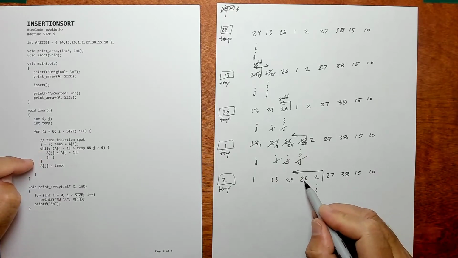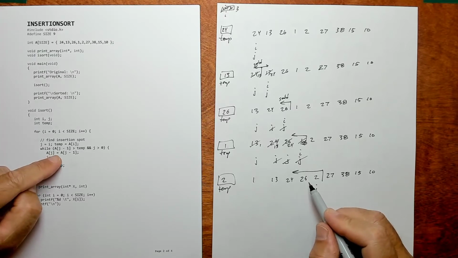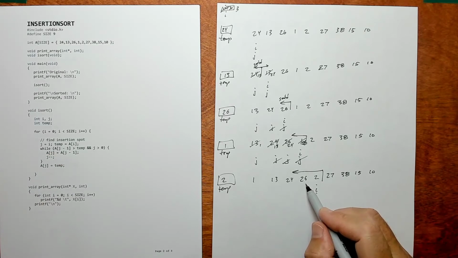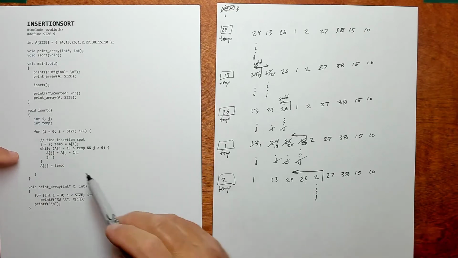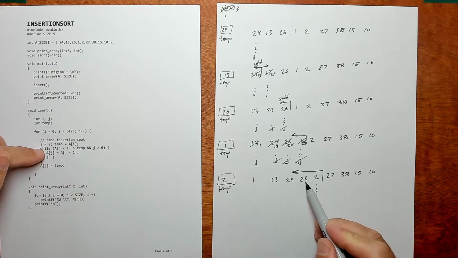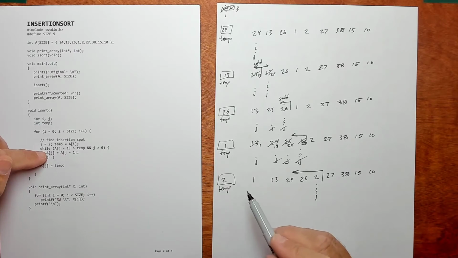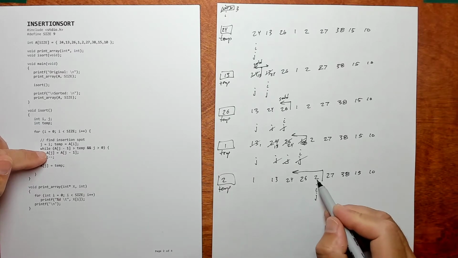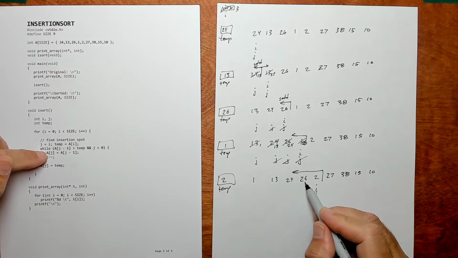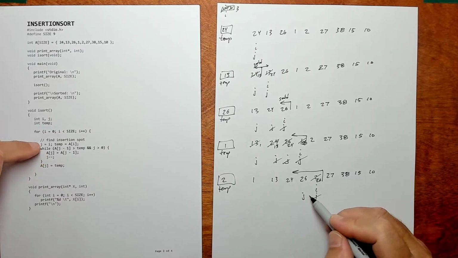So we're going to look at this here. Let's see what's going on here. Yeah, it's easy to get confused here. So while A of j minus 1 is greater than temp, so this is A of j minus 1 because there's j. It's greater than temp. So we copy. We make A of j be A of j minus 1. In other words, we could move the 26 up here and then scoot the j down, and then check again.